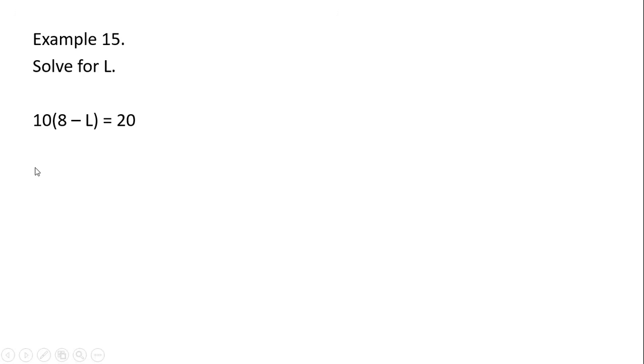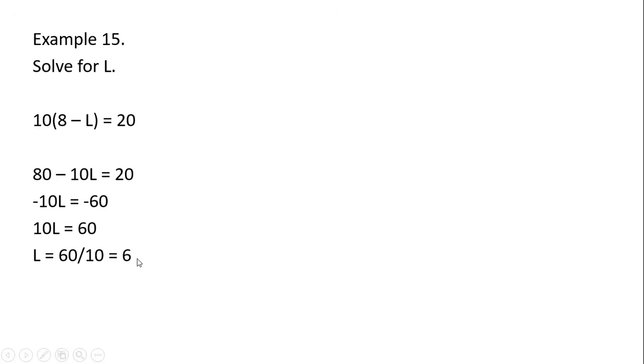Example 15, solving this for L. Let's first simplify the left-hand side. 10 times 8 is 80. 10 times negative L, or minus L, is minus 10L. Let's subtract 80 from both sides. So 20 minus 80 is why we've got minus 60. And getting rid of these minus signs on both sides by multiplying both sides through by -1, we get 10L equals 60. And dividing everything through by 10, L equals 6.